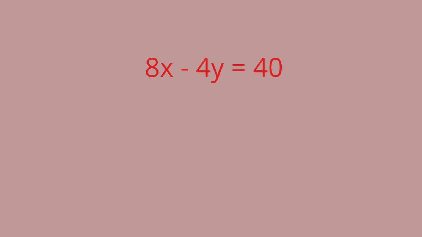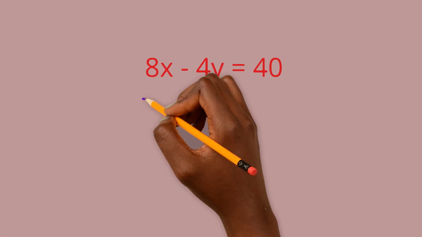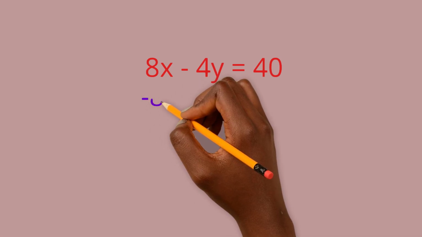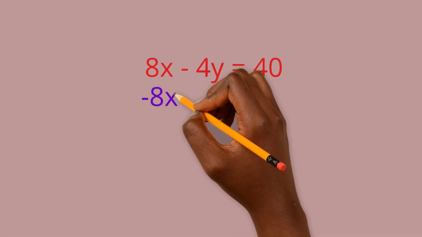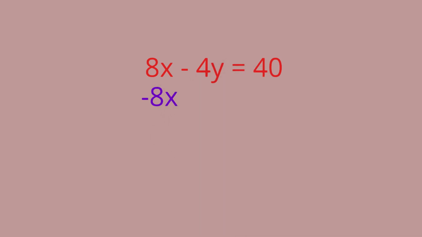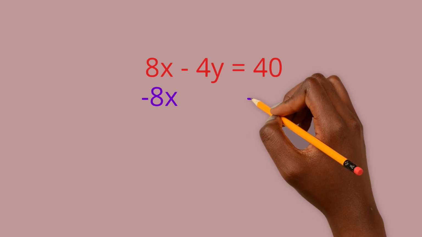I need to have my y by itself, so I need to get rid of the term that's on the same side as my y. In this case, it will be 8x. To cancel out 8x, I am using inverse operation. Currently, 8x is positive, so the inverse will be negative 8x. To keep the equation balanced, anything I do on one side, I am doing the same on the other side. So I will also minus 8x on the other side.